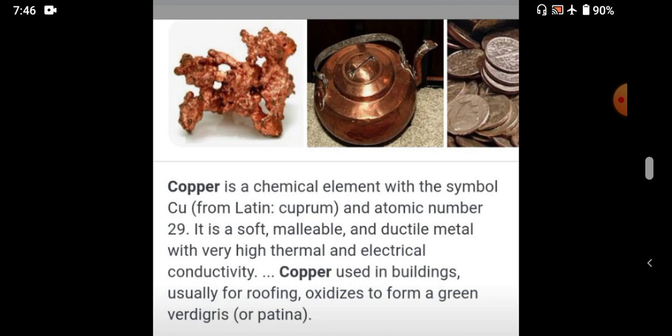Most copper is found in ores. That means it is mixed with other metals like zinc, gold, cobalt, platinum, nickel, etc.